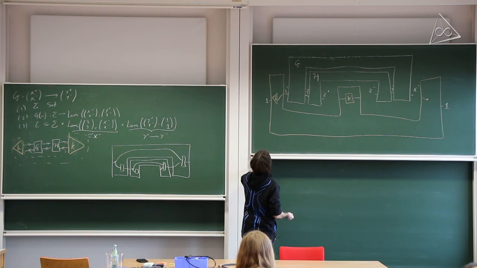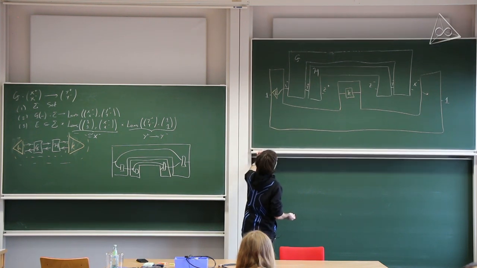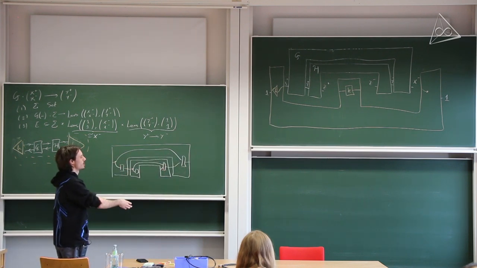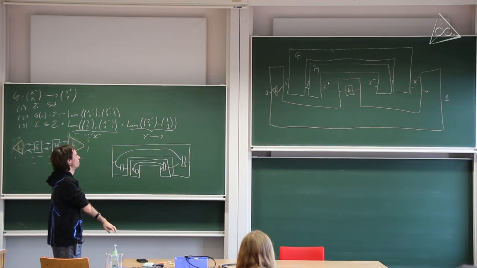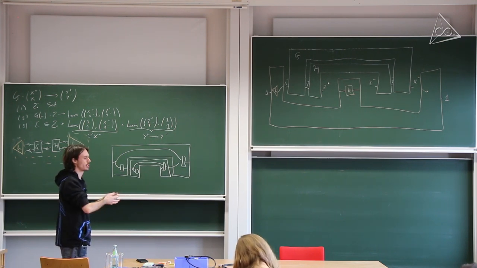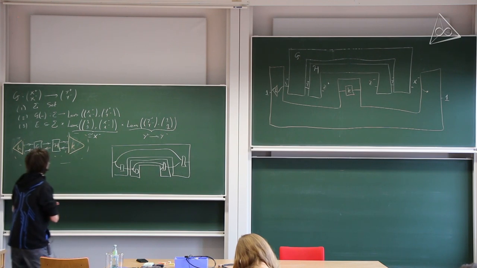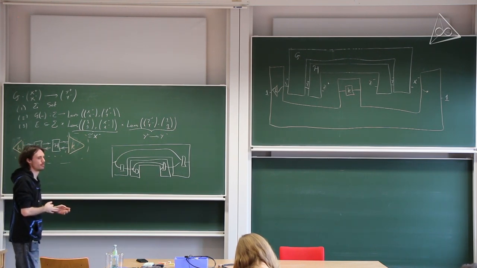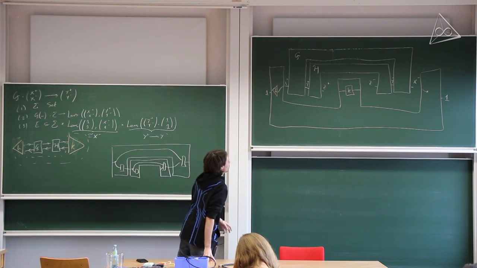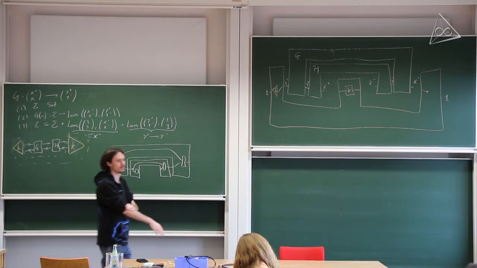Now, to check the equilibrium of this, what we would like to do is check G in this context where H has been specialized to its strategy profile. So we fix some strategy profile of H, right? Tau.